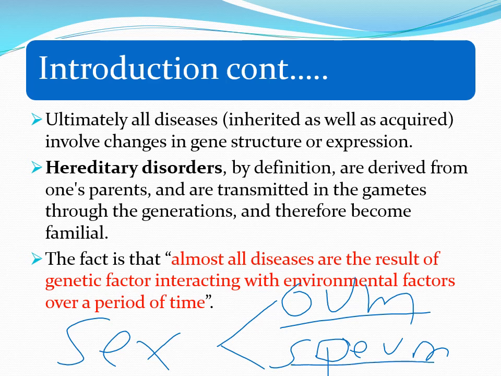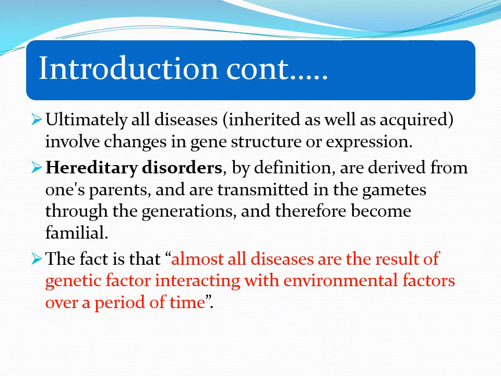These cells have genes. So when you have a mutation in the sex cells, which we call gametes, it can lead to a disease, and this disease will be inherited from one generation to another.